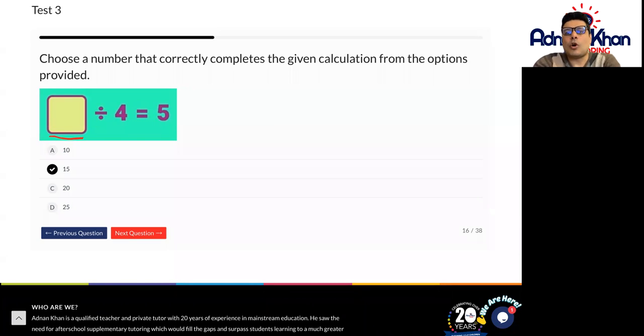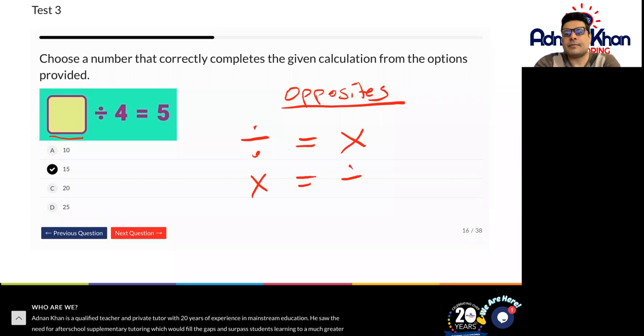Now we know that the opposite of division is multiplication. Opposite of multiplication is division. Opposite of addition is subtraction. Opposite of subtraction is addition. So here we're looking at this particular formula here.